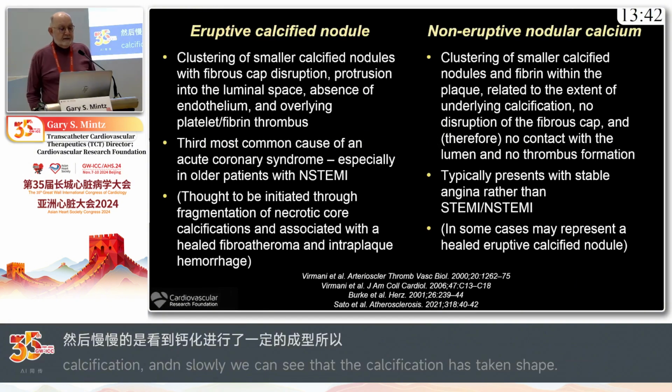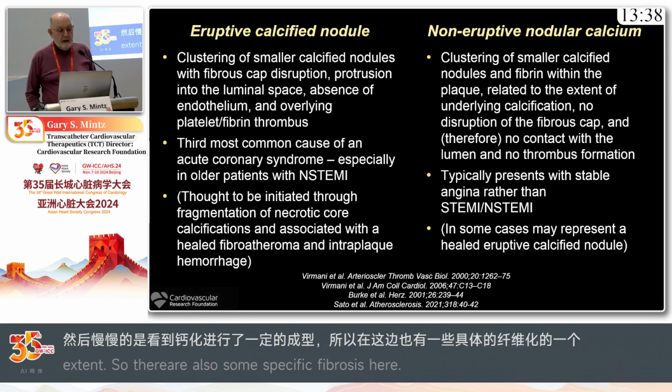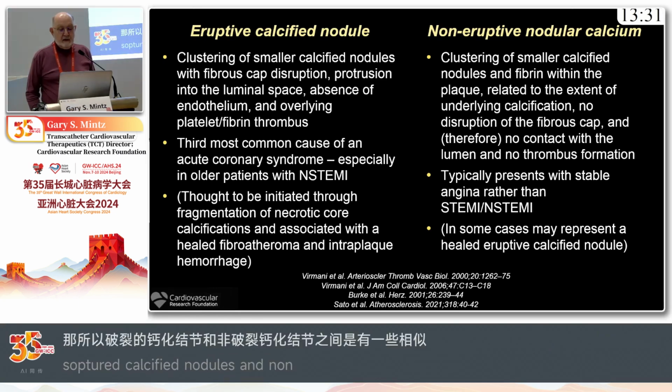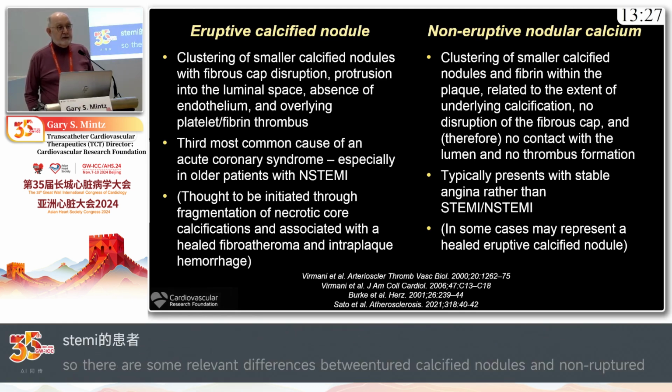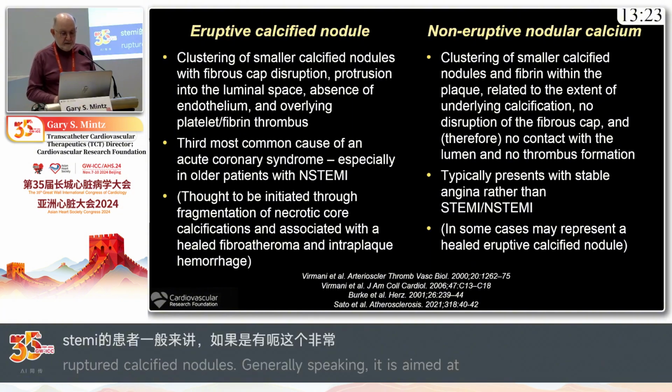There are two types of calcified nodules: eruptive calcified nodules, in which the fibrous cap is disrupted, and these patients are old and present with non-STEMI, and non-eruptive nodular calcium, where the patients are younger, present with stable angina, and especially the fibrous cap is preserved.